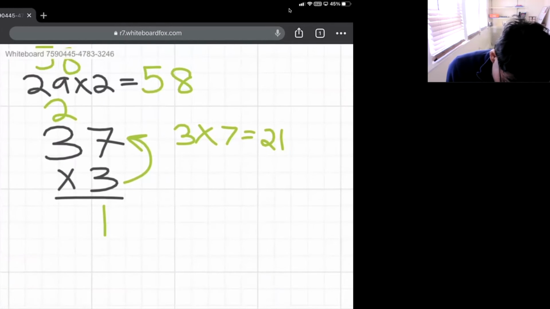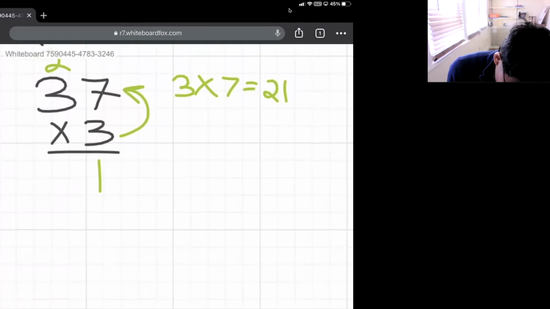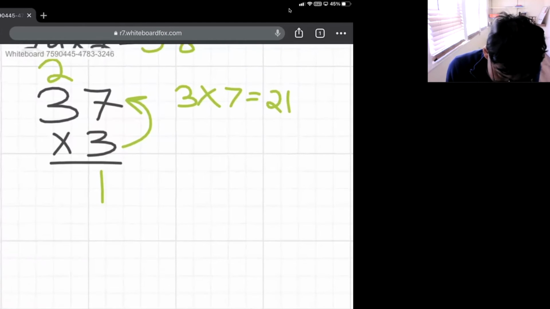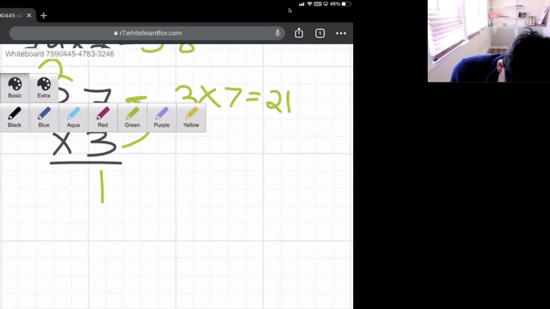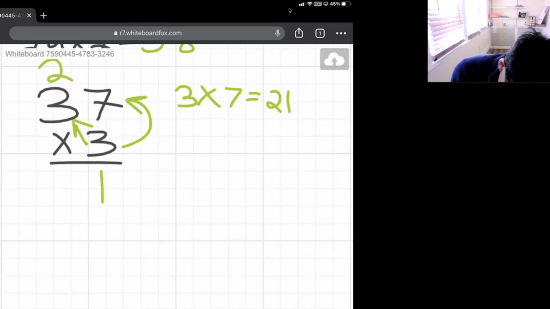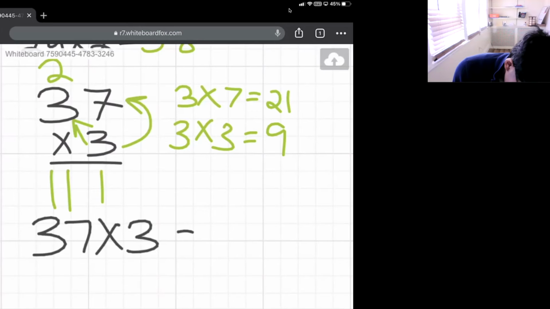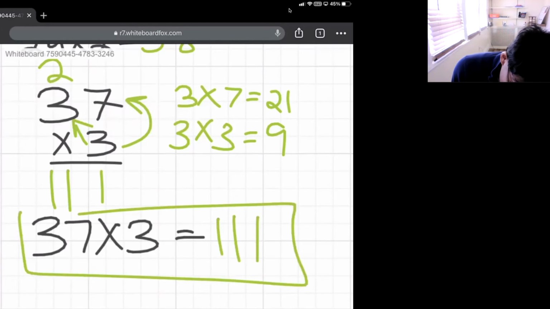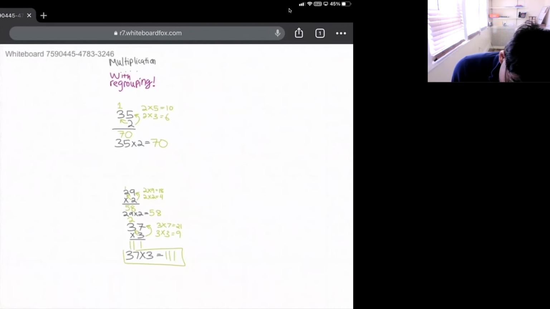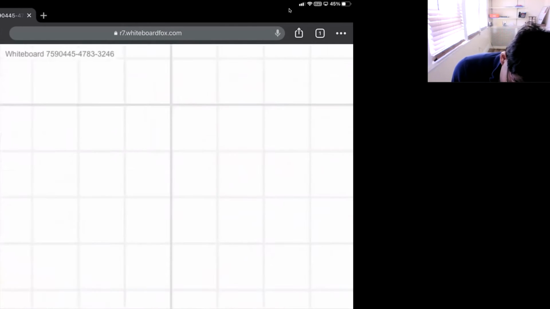Okay. Now, hopefully you don't get distracted by the math above. Sorry for all the commotion. But now we can do our math regularly. What's 3 times 3? Well, that's gonna give us 9. And then add the 2 right here. That's gonna give us 11. And so, what is 37 times 3? 37 times 3 is going to give us 111. Well, that's a nice answer. It's a neat answer, I should say. Next one, let's do another one.